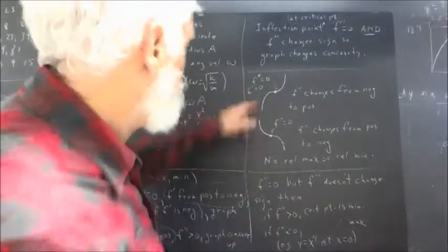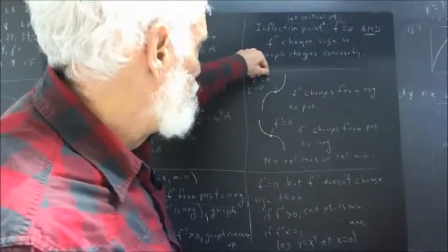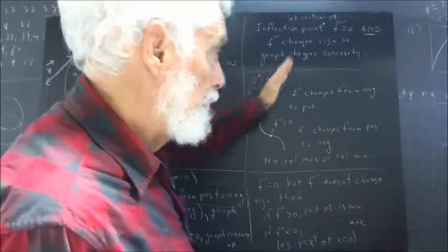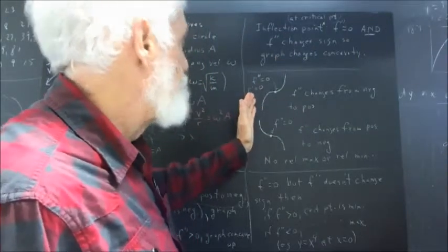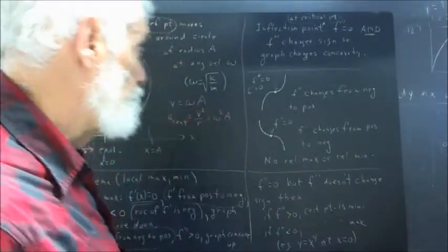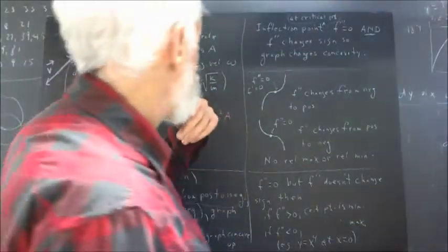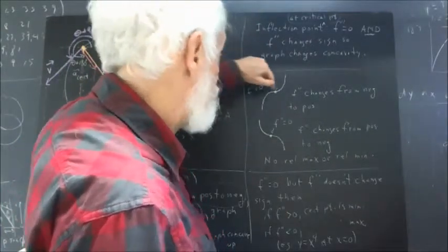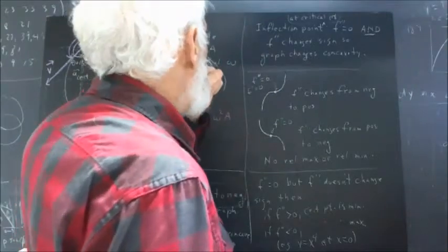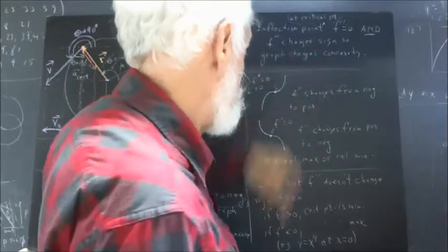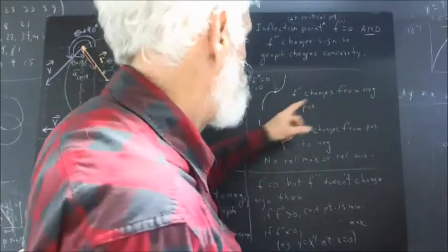Okay, it's a critical point, so f prime is 0, and f double prime could also be 0 at this point because you're going from a downward concavity to an upward concavity. It means you're going from the second derivative being negative to the second derivative being positive, and if it's a continuous function with continuous derivatives, the only way that can happen is for f double prime to be 0 at that critical point. So here's an example of a critical point where f double prime changes from negative to positive. This is an inflection point, okay?